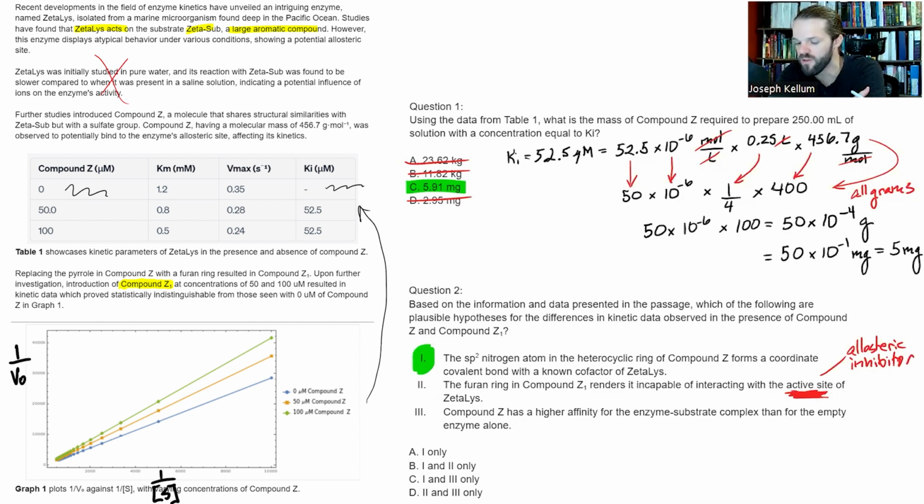So whether the furan ring can or cannot interact with the active site is totally irrelevant and does not matter at all for determining what's going on. And so therefore, this is not a hypothesis that would win you any grants. So we can go ahead and rule out 2, and that allows us to cross out answer choice B here.